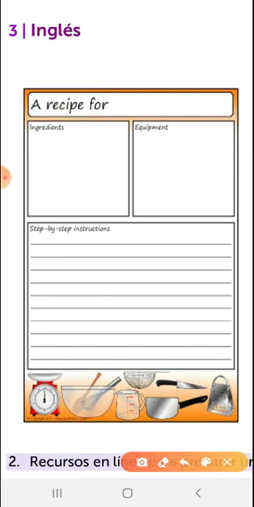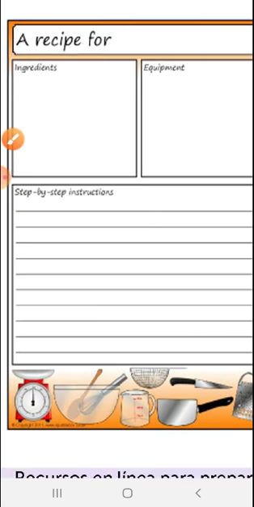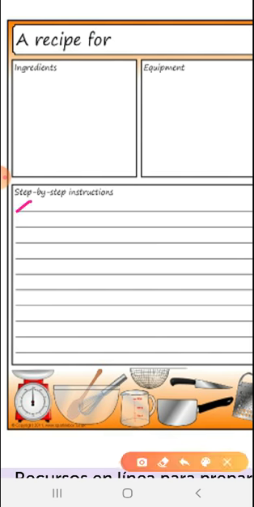Steps. Aquí está, step by step instructions. ¿Qué tengo que hacer para preparar lo que yo quiero, okay? For example, imagine that I want to prepare bread with beans, panes con frijoles, okay? Primero, first, in English, ¿qué vamos a necesitar?